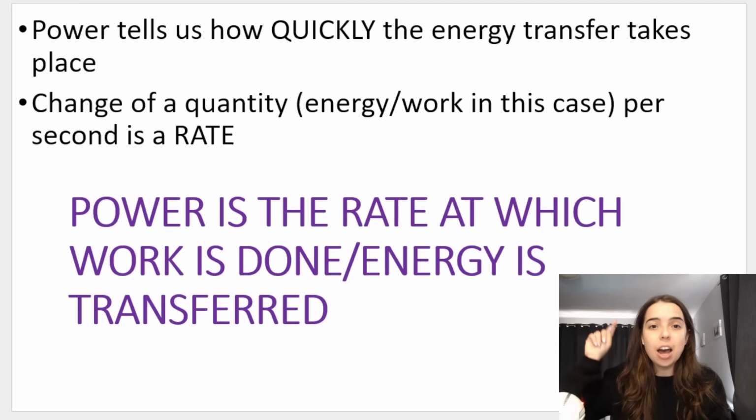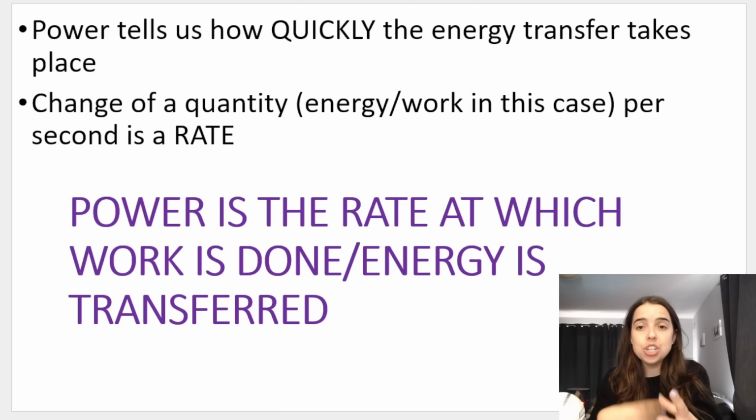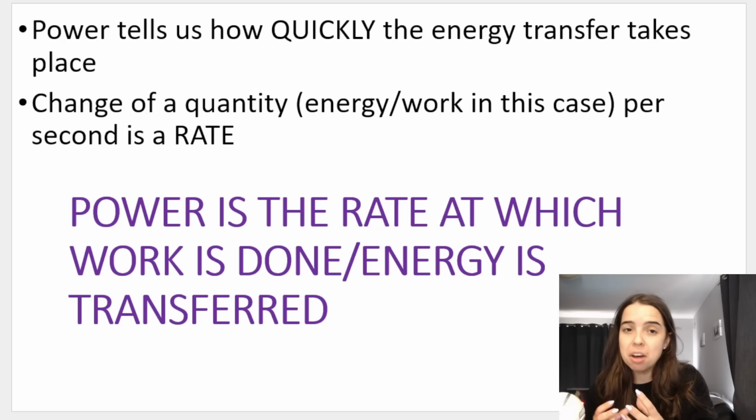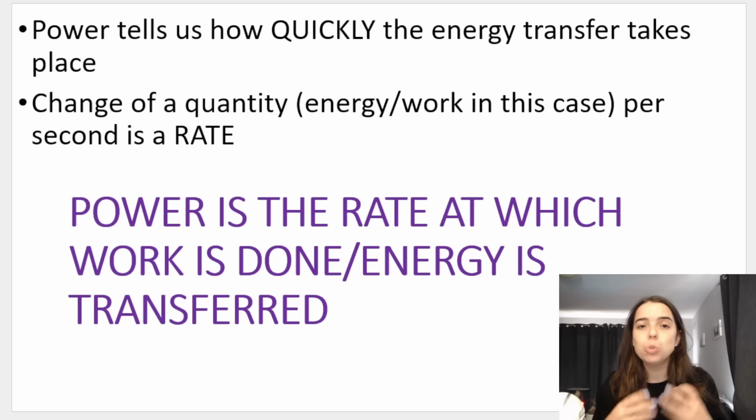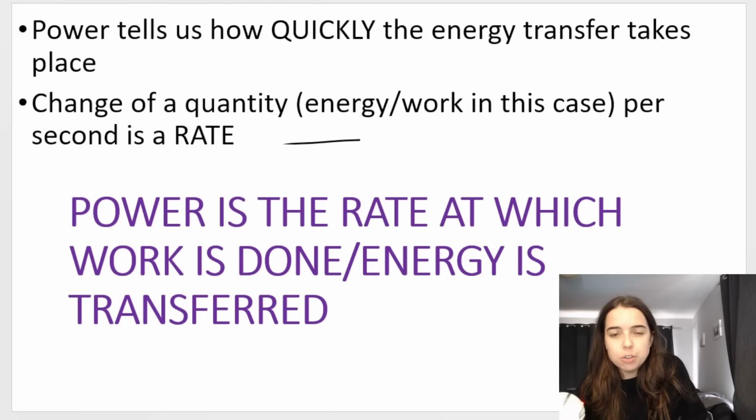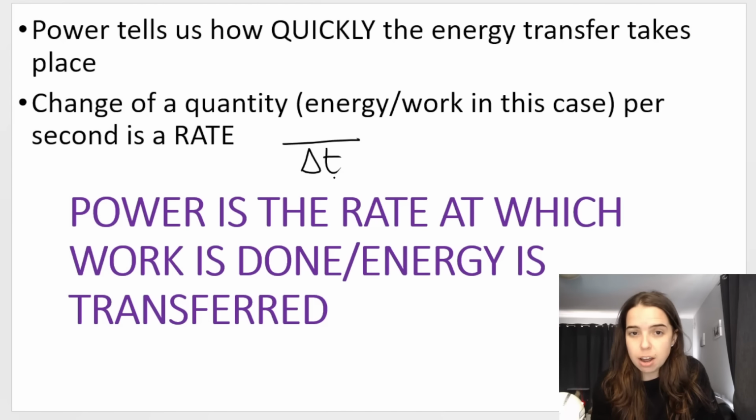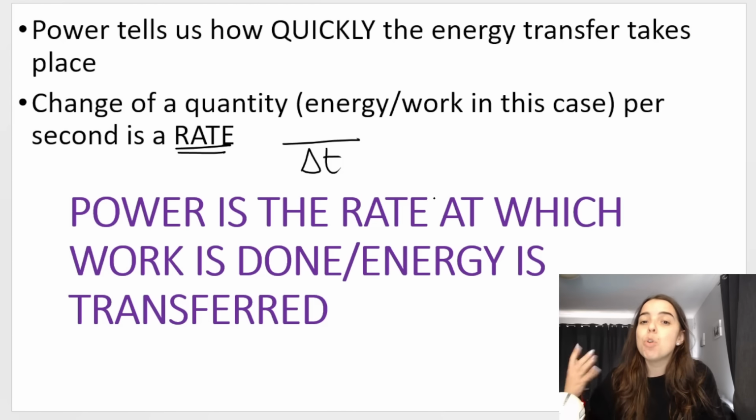So it says a change of a quantity. In this case, it's the change of energy or work per unit time, per second. That is called rate. And I've mentioned this before in my videos. So if you've been watching my videos, you will know that I have spoken about the fact that if you have dividing by time, so if you're talking about per second or per unit time, that is the rate. So power is the rate at which work is done or energy is transferred.